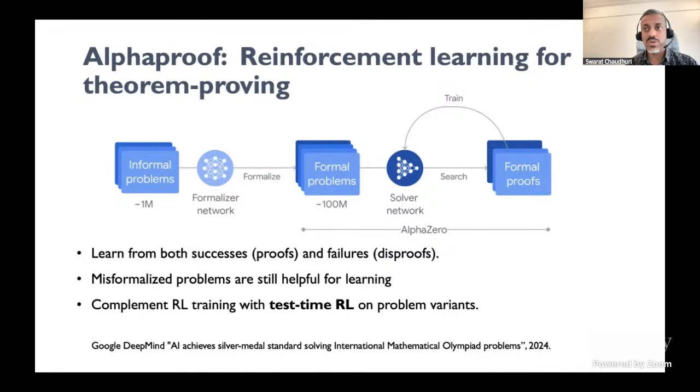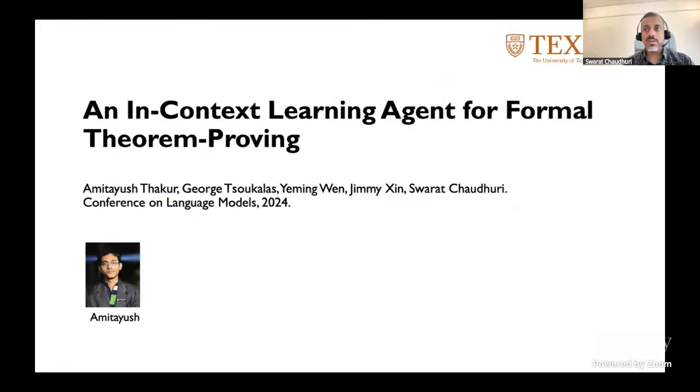When you are actually doing the IMO or solving any other math problem, you could basically do this sort of test time RL on that. But again, you have seen all of this, so I'll move on. The approach that I'm going to talk about today is called COPRA. This was published in a paper at the Conference on Language Models last year, and this is led by my PhD student at UT Austin, Amitayush Thakur.